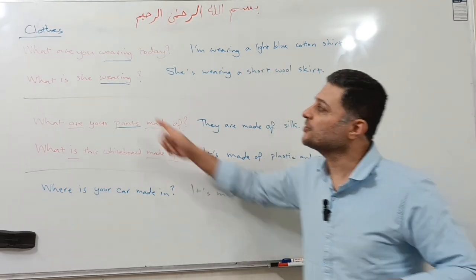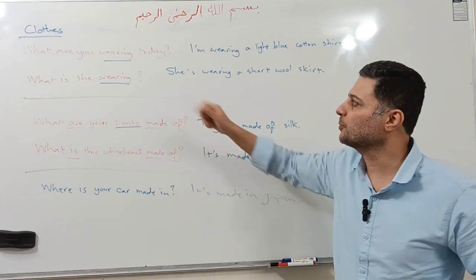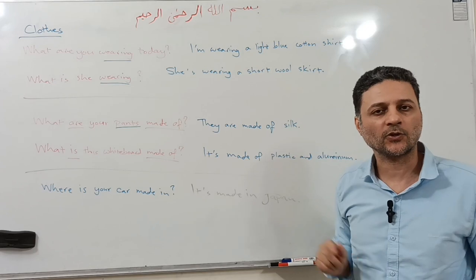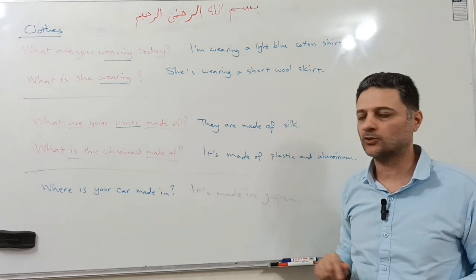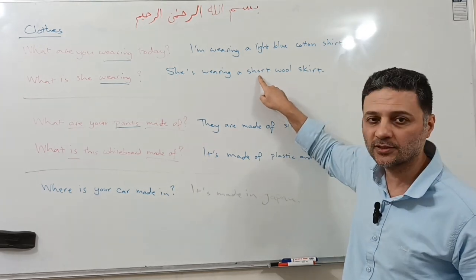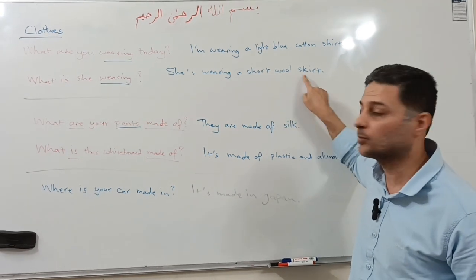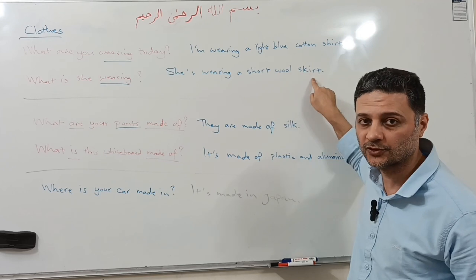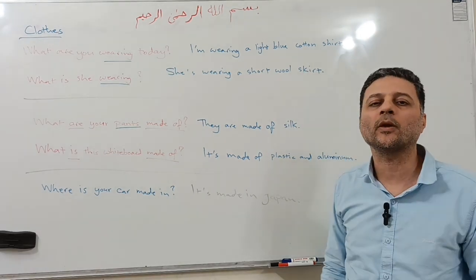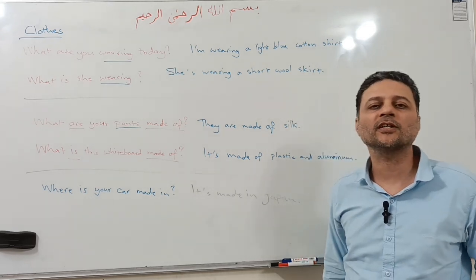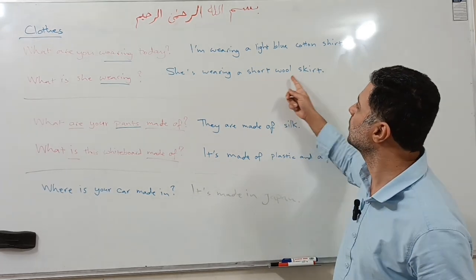Okay? What is she wearing now? She's wearing a short wool skirt. A short wool skirt. We use short as an adjective and also wool, another adjective, and then we use the noun skirt, which is worn by women around their waist. And it covers the top part of their legs, okay? So a short wool skirt.